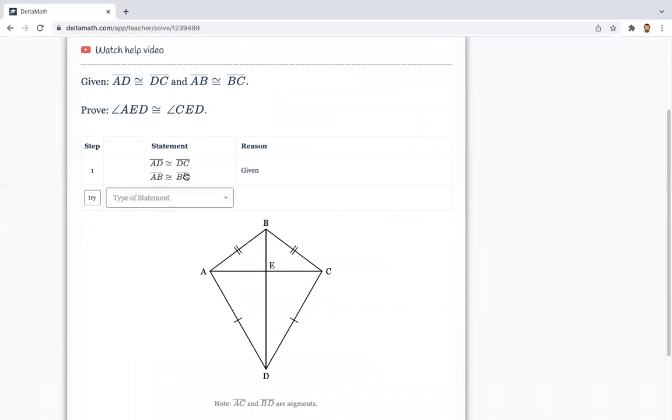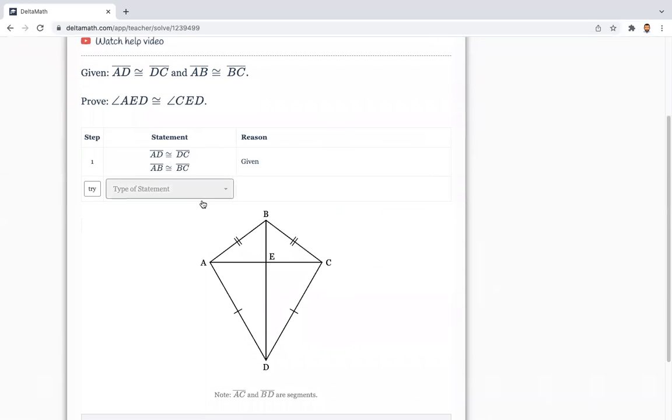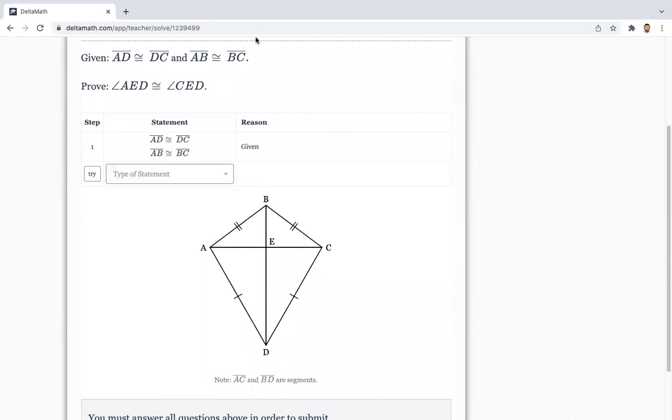Prove angle AED is congruent to angle CED. AED, CED. Well, we'd also want to prove that they're right angles because they're linear pairs. Maybe that helps, maybe it doesn't.